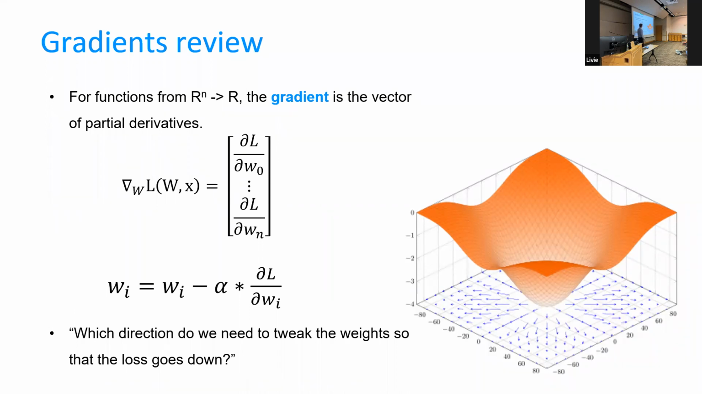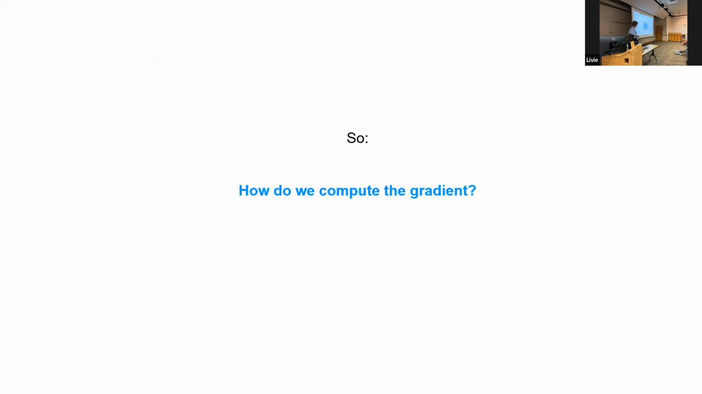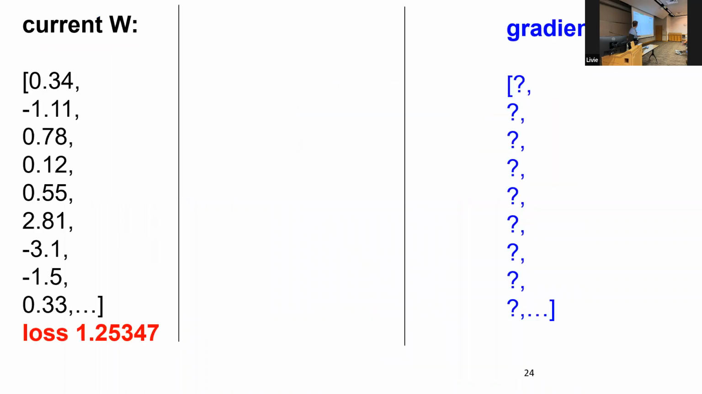Then we can use the gradient descent algorithm to update our weights with the learning rate times the gradient of the loss with respect to that individual weight. Intuitively, that does the following. It says, which direction do we need to tweak the weights so that the loss goes down? So we follow this loop until we minimize our loss function. How do we do it? Calculus.